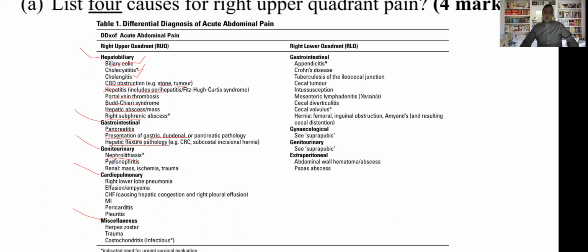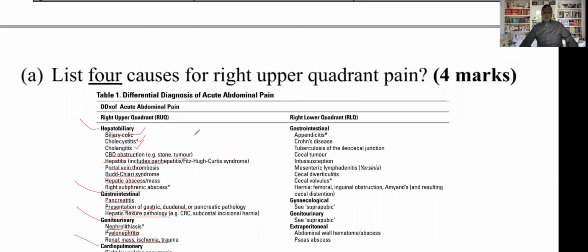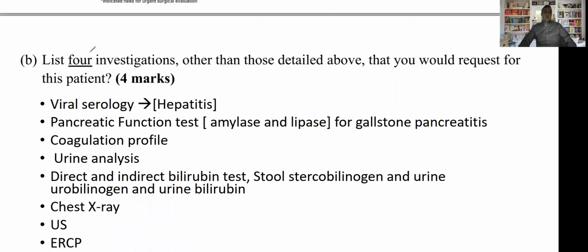Genitourinary, like nephrolithiasis, pyelonephritis, renal mass or ischemic trauma. Cardiopulmonary, right lower lobe pneumonia, effusion or empyema, congestive heart failure, MI, or pleuritis. Miscellaneous, like herpes zoster, trauma, or costochondritis, infectious costochondritis. All of these are differentials of right upper quadrant pain. Let's move on to the next part of this question.